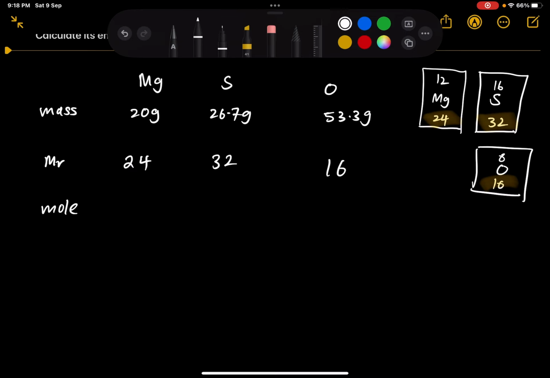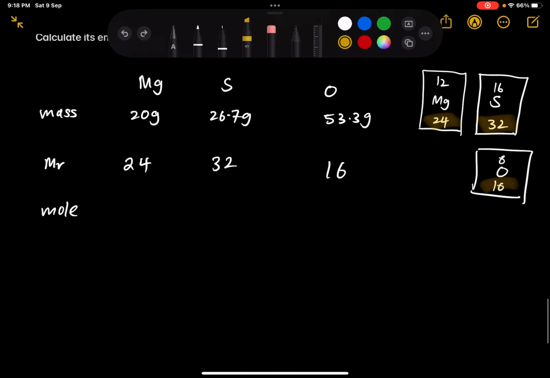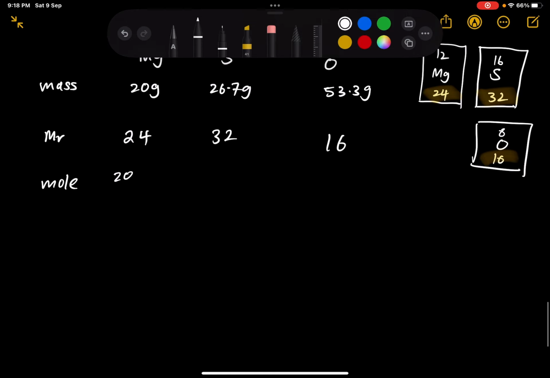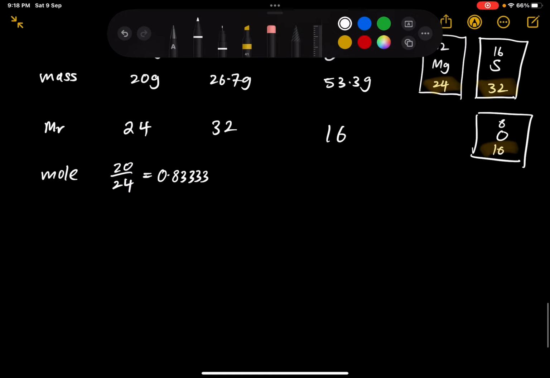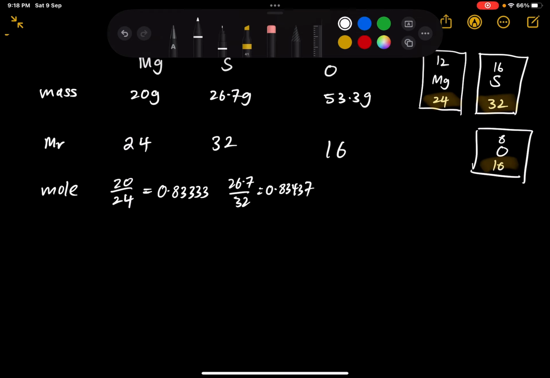How to find the mole? See the formula, mass over Mr. So I will take my mass 20 over Mr 24. That will give me 0.83 recurring, put in 5SF. Next one, mole of sulfur gives me 0.83437, 5SF. Put 5SF, don't anyhow put 3SF. Put truncated value, same like maths. So 53.3 over 16, take the mass over Mr.